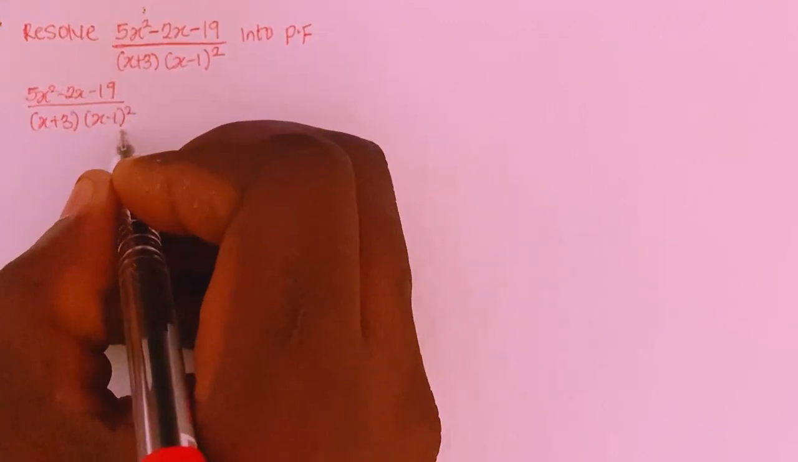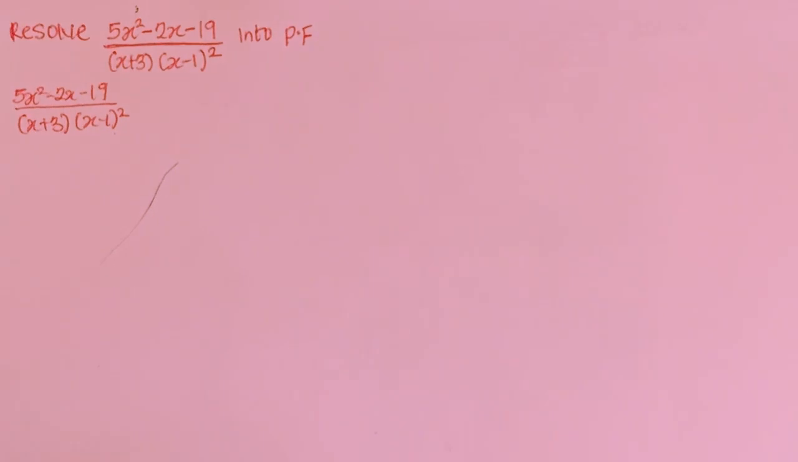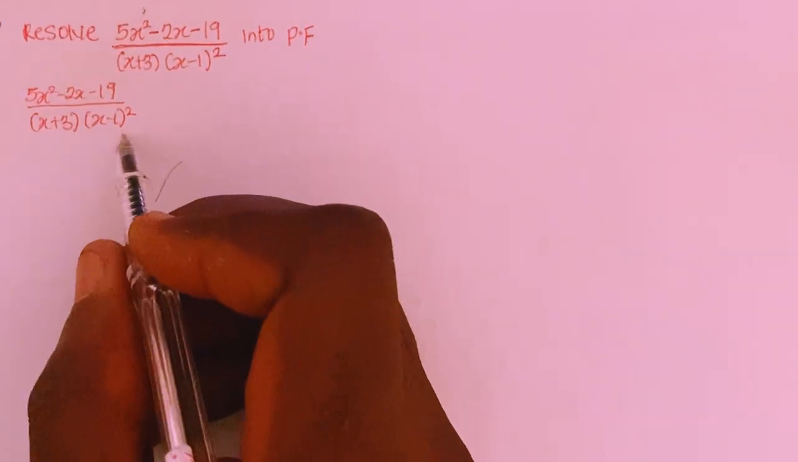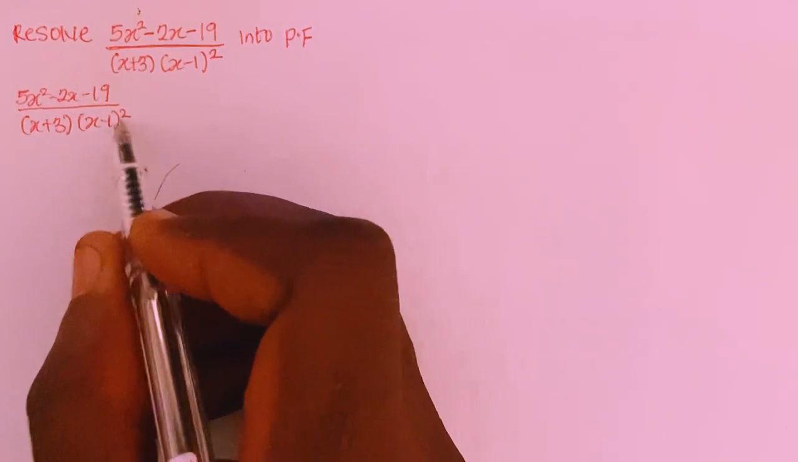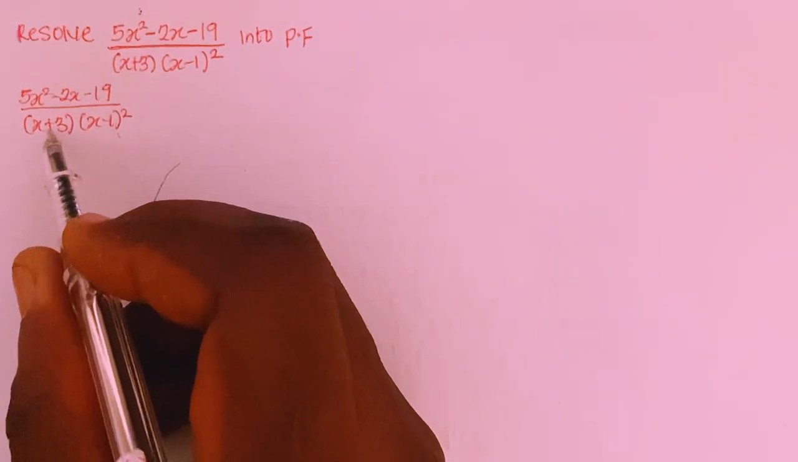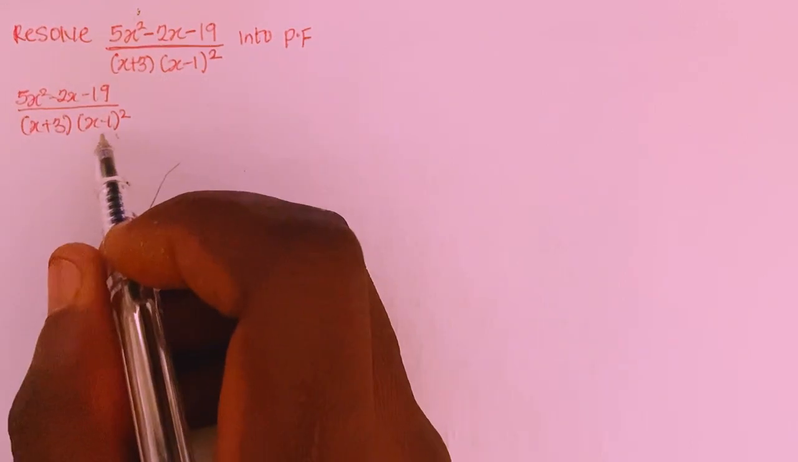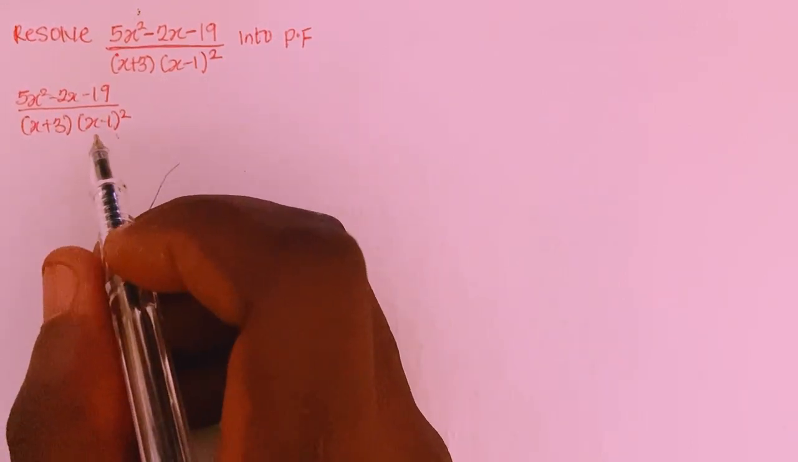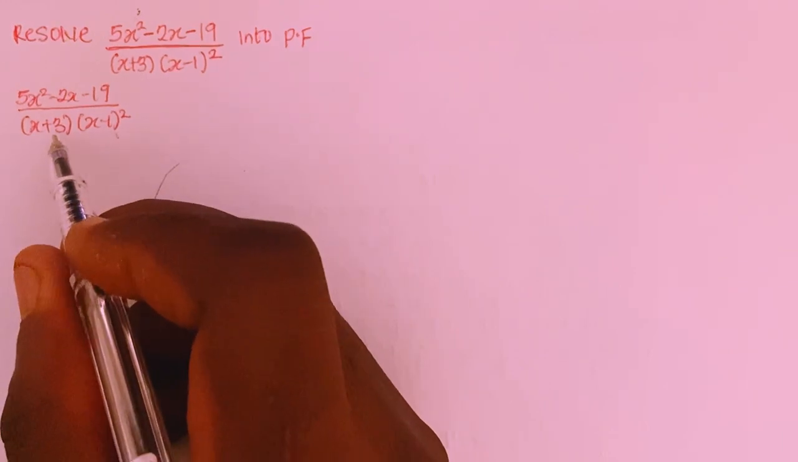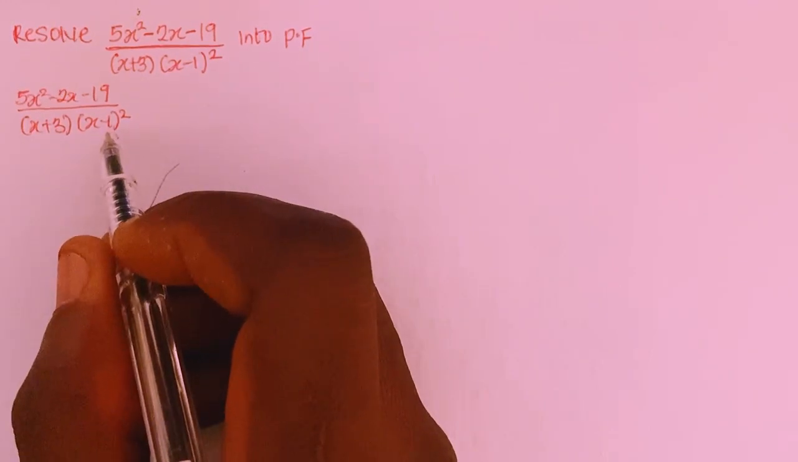If you look at this denominator, you can notice something different here. What is different is the x plus 3 and also the x minus 1 all squared. So the type of partial fraction here is linear and repeated partial fraction.